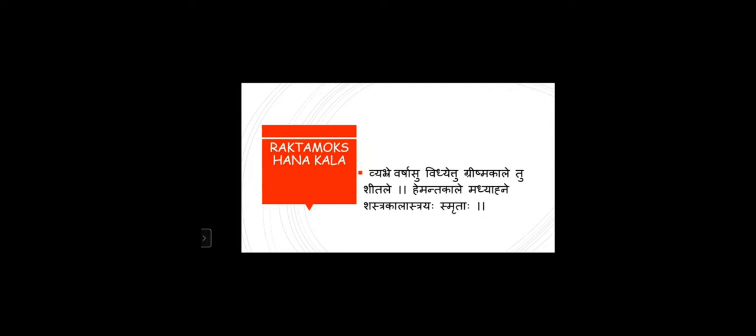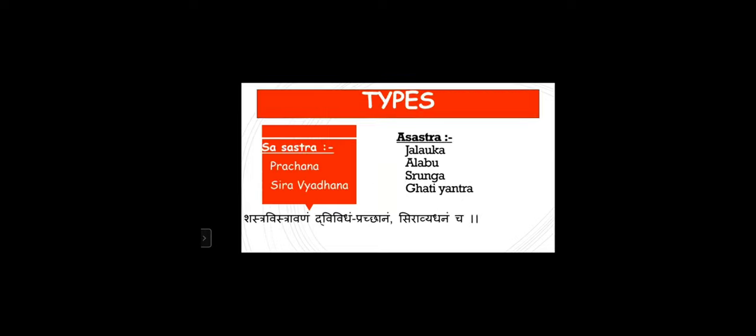So these are the factors which are vitiating Rakta and resulting in Rakta Pradoshaja Vyadhis. Then Rakta Mokshana Kala, three Kalas are explained: Sharad, Varsha. In Varsha Ritu, we should do it when there is no cloud. Then in Grishma Kala, at a little bit cooler time, like evening time. Then Hemanta Kala, Madhyahna. These are the three important times for doing Rakta Mokshana.